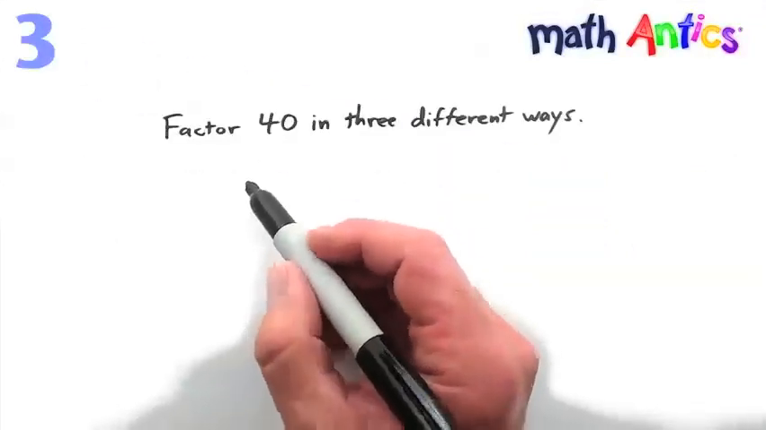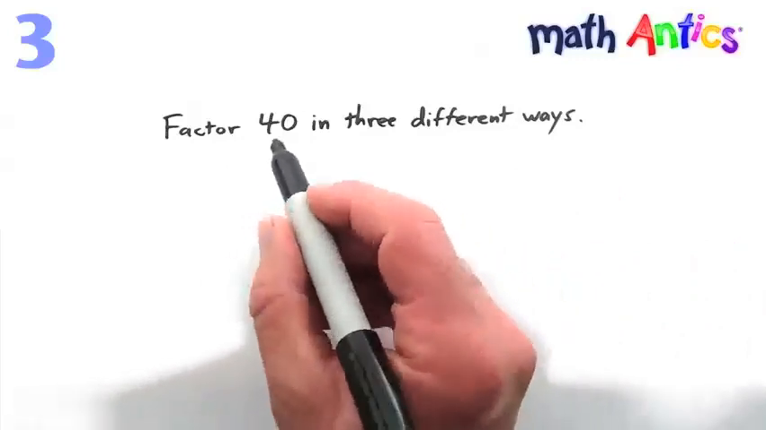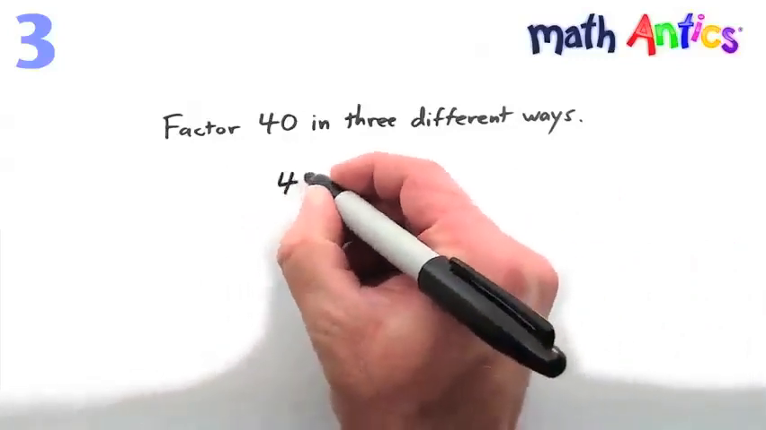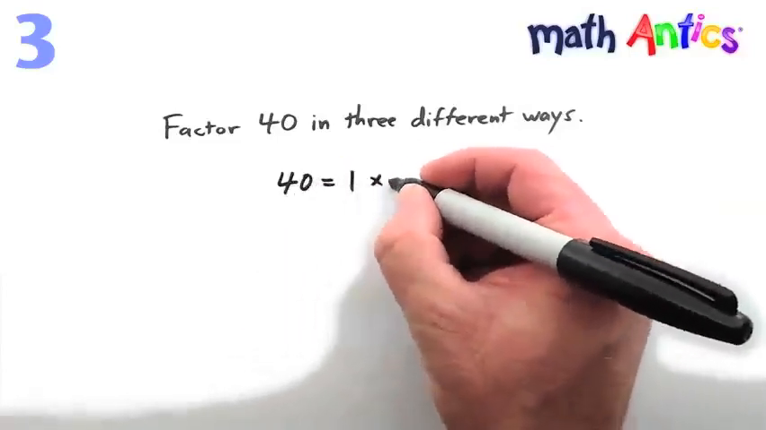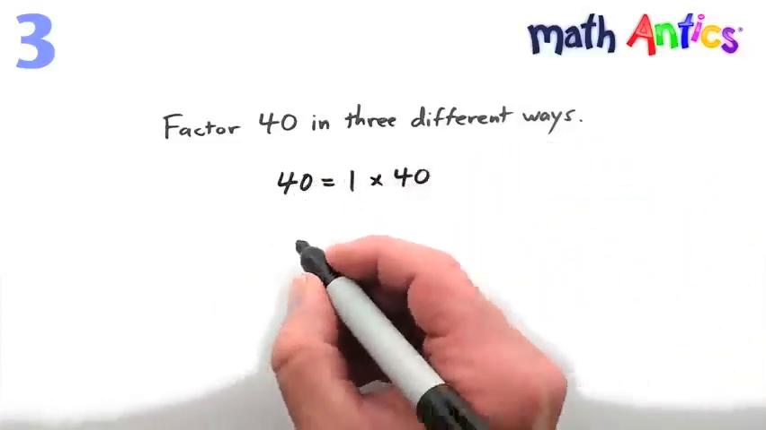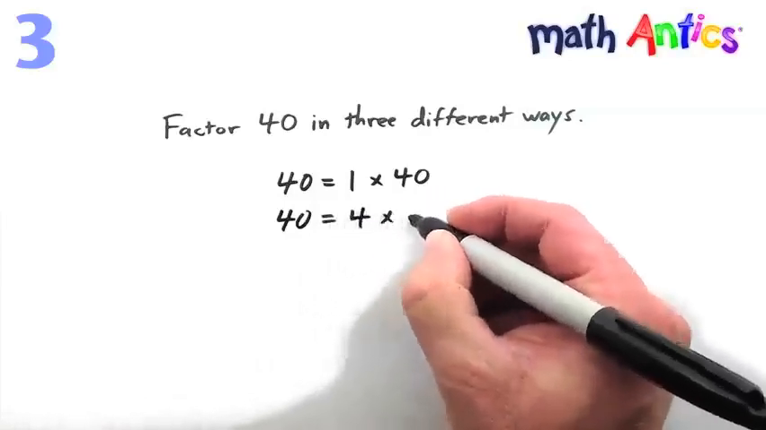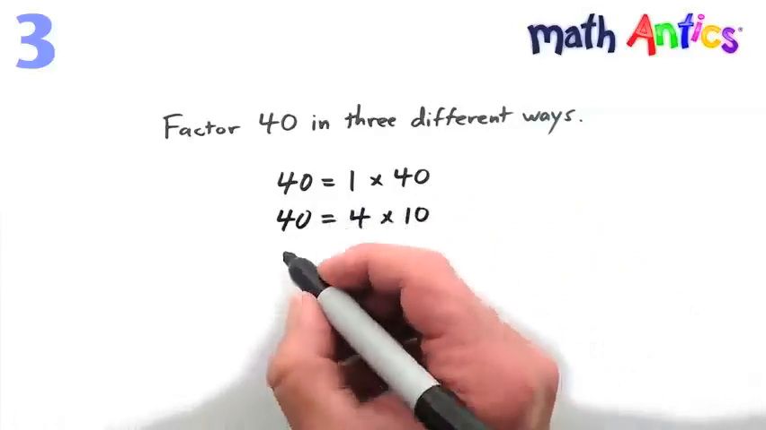The next problem asks us to factor 40 in 3 different ways. Okay, so we need to unmultiply 40. We need to think of things that we could multiply together in order to get 40. So we could get 40 by multiplying 1 times 40, of course. That will always work, so let's just get that out of the way. We could also get 40 by multiplying 4 times 10. So 4 and 10 would be factors of 40. That's one way to do it.